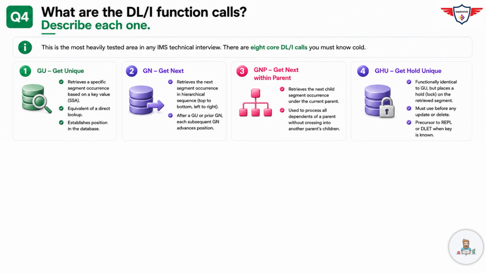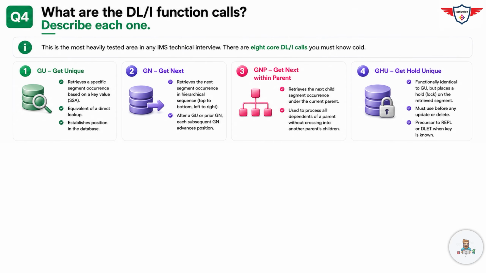Now the next one is GN or get next. It actually retrieves the next segment occurrence in hierarchical sequence. It could be top down or left to right. After GU or a prior GN, each subsequent GN call advances position through the database. And this is how you process a set of records sequentially.